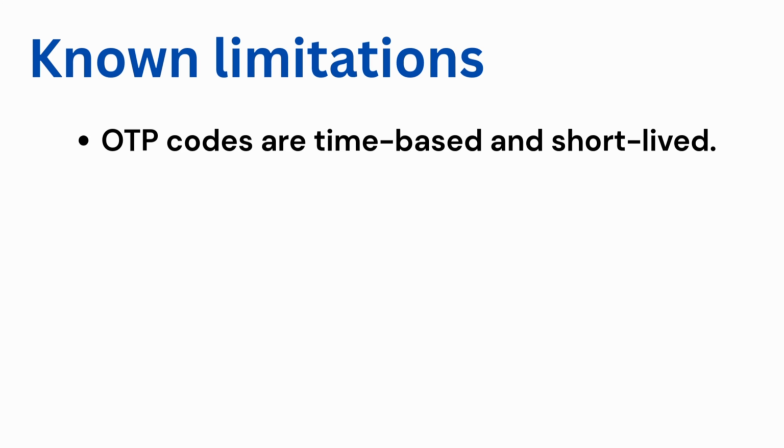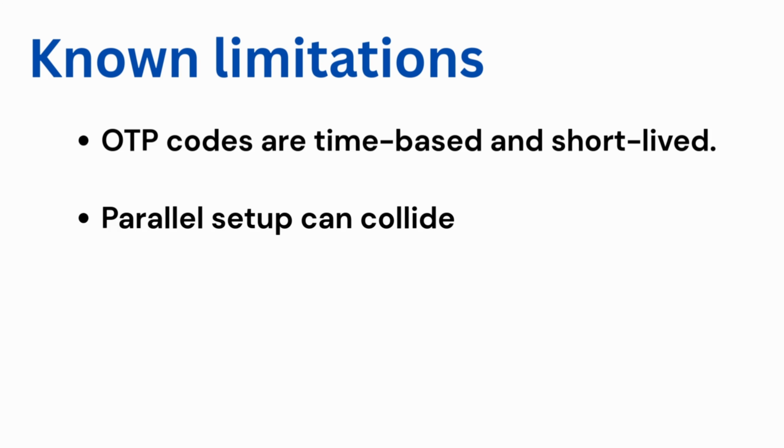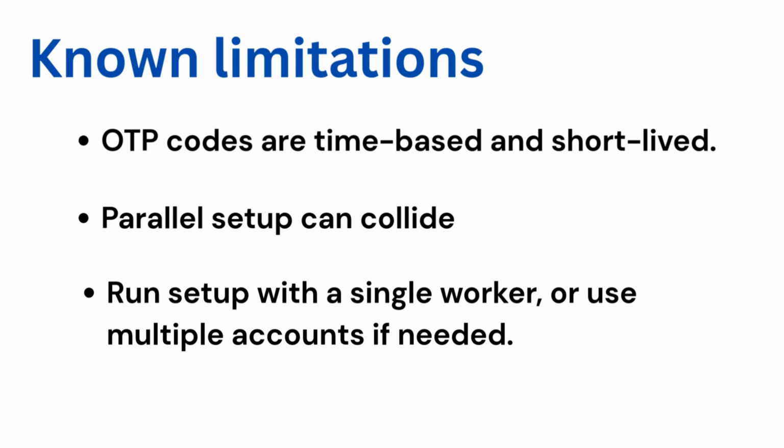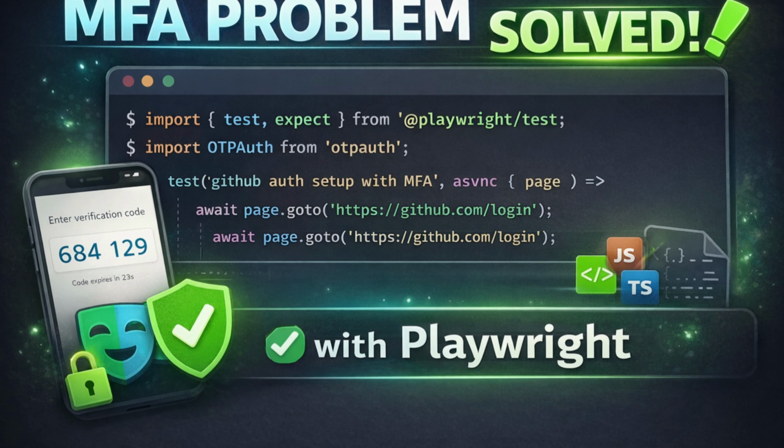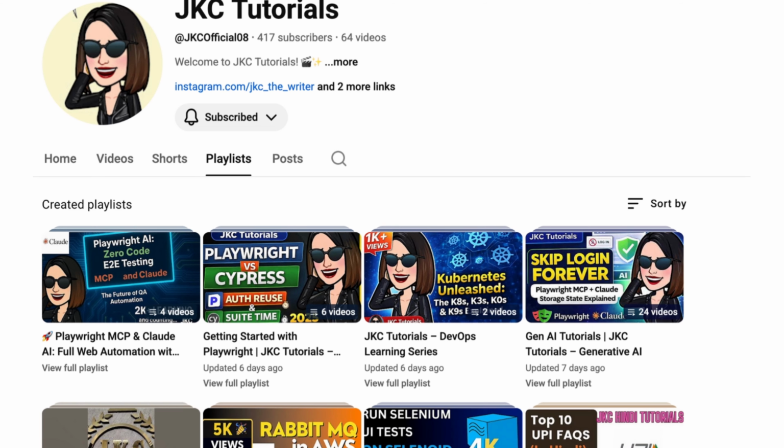Known limitations: OTP codes are time-based and short-lived. Parallel setups can collide. Run setup with a single worker, or use multiple accounts if needed. MFA is respected, security remains intact, and authentication is done once and reused safely.